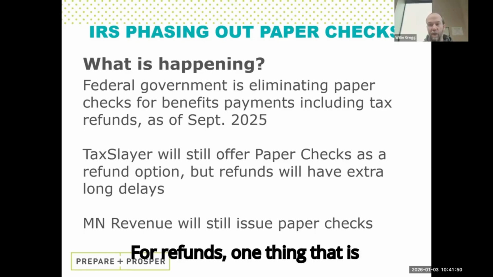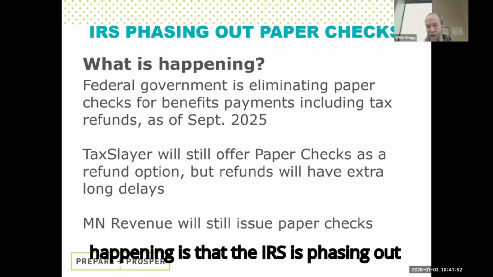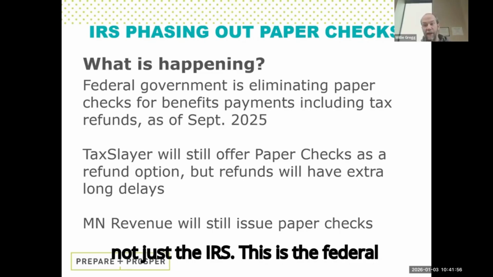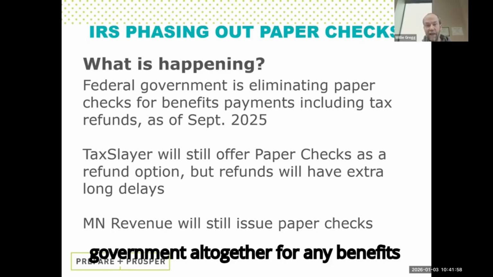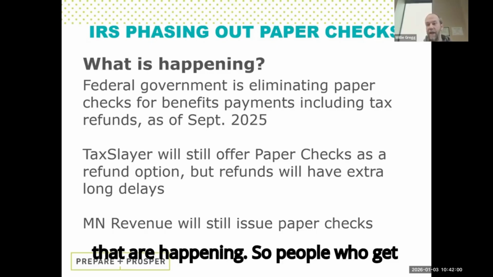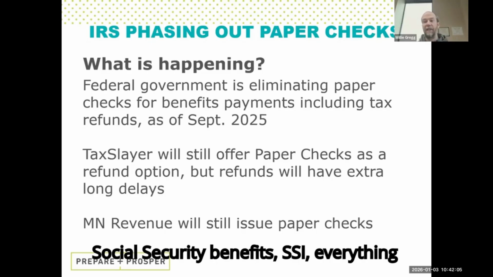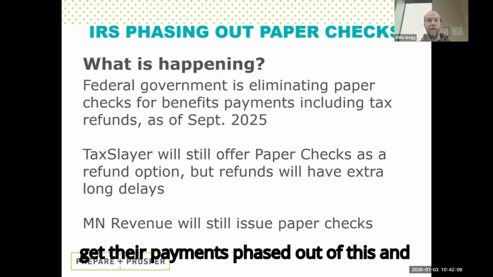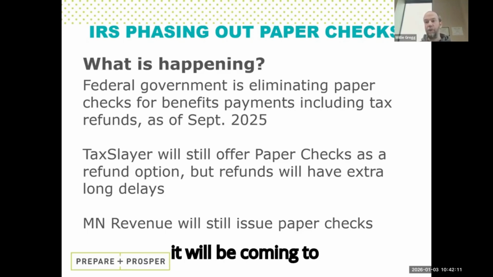For refunds, the one thing that is happening is that the IRS is phasing out paper checks. This is not just the IRS, this is the federal government altogether for any benefits. People who get Social Security benefits, SSI, everything have been going through this process to get their payments phased out of paper checks, and it will be coming to tax refund checks as well.